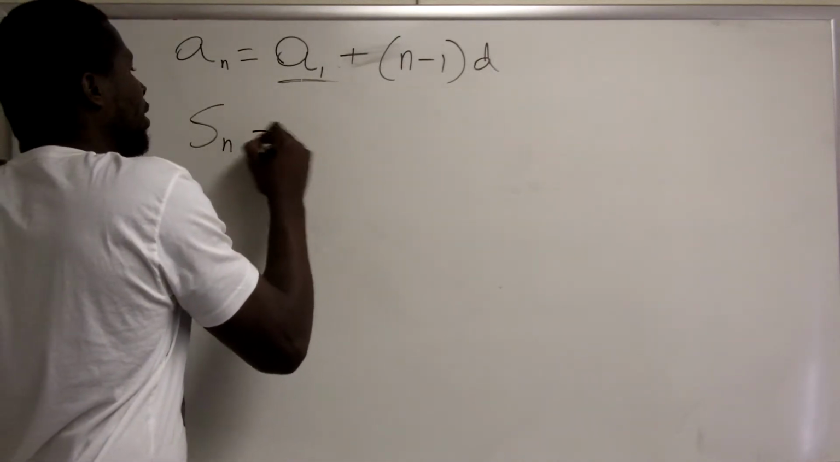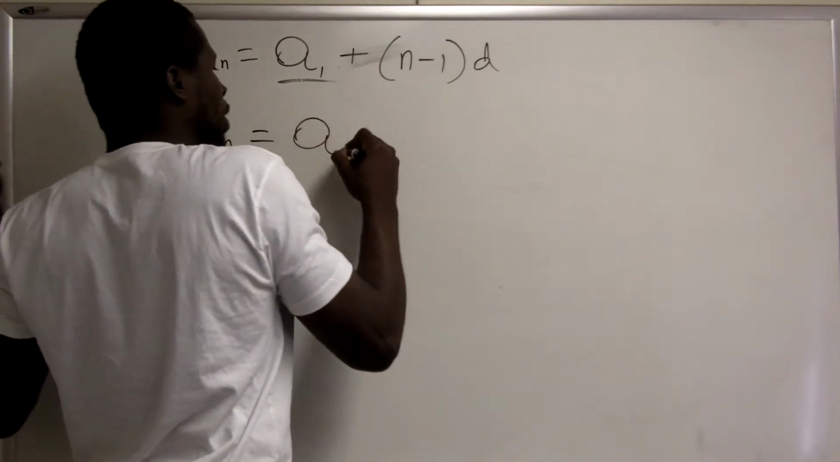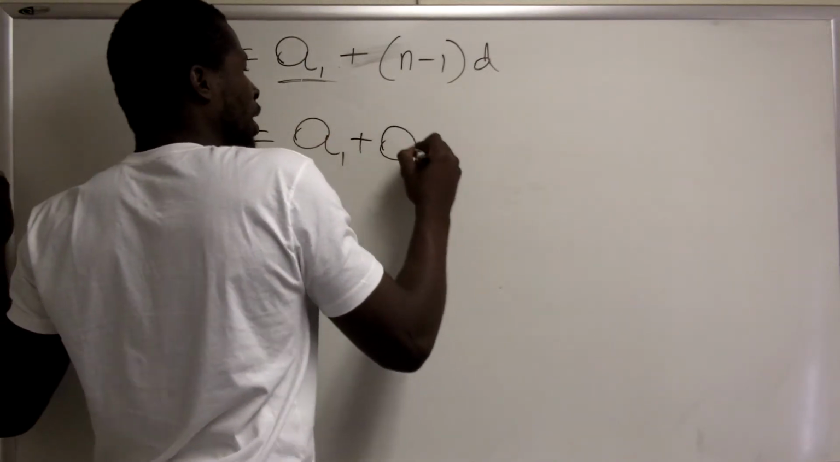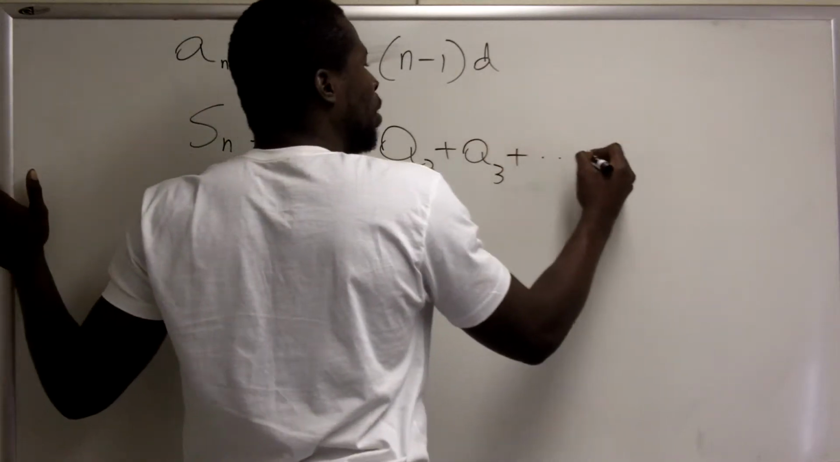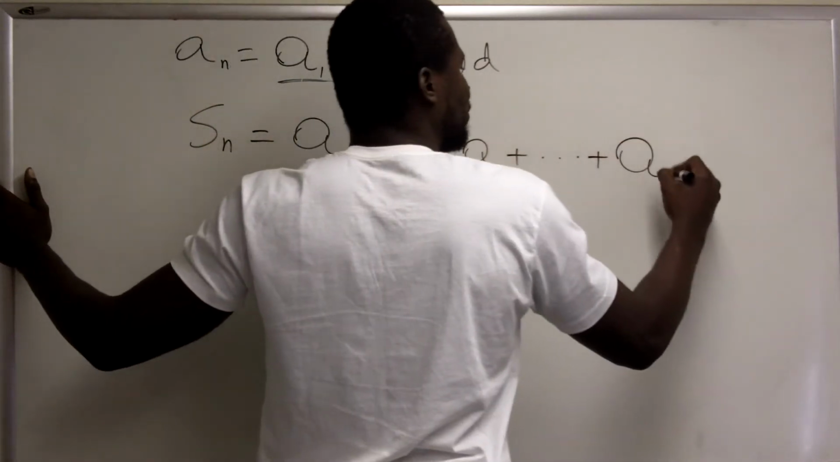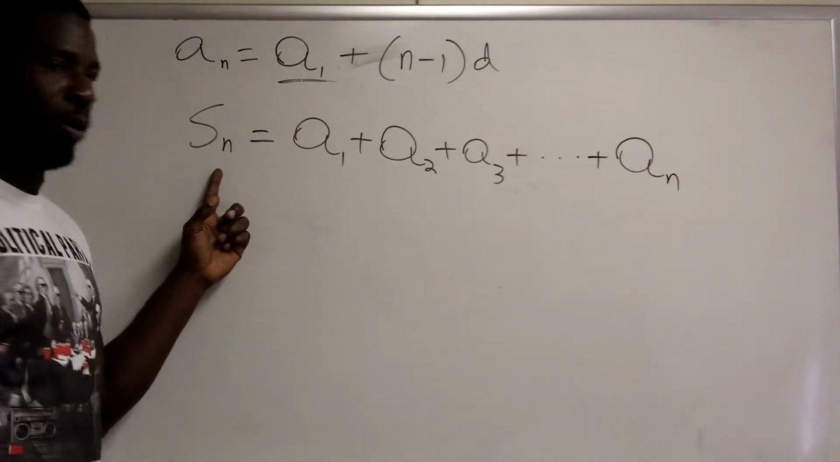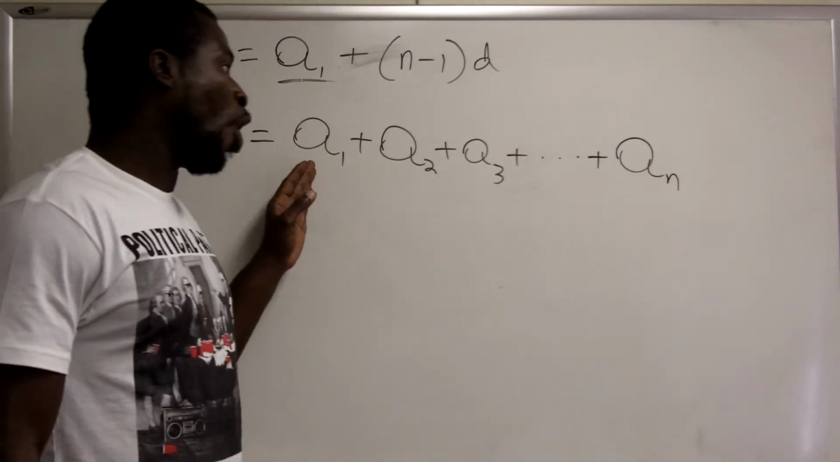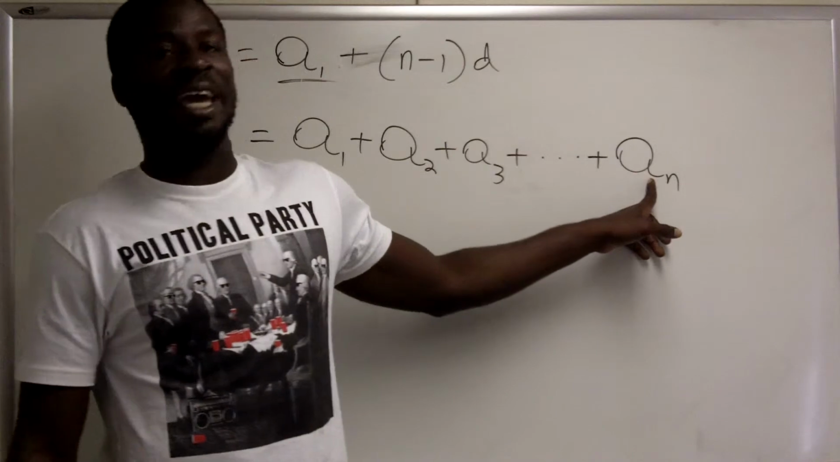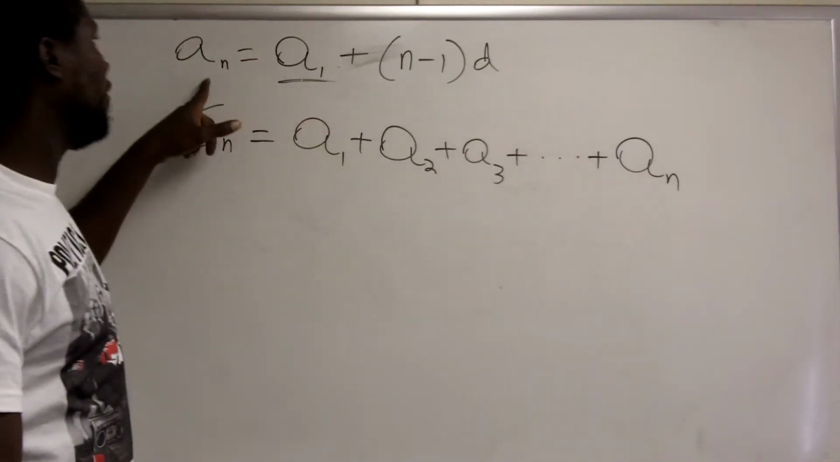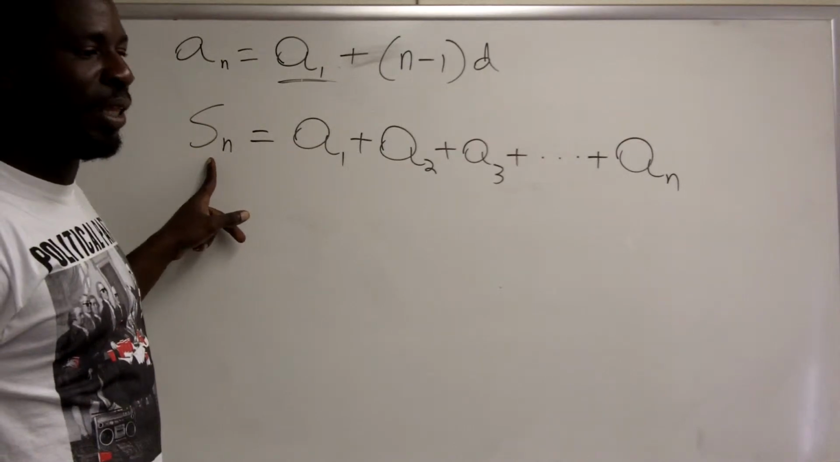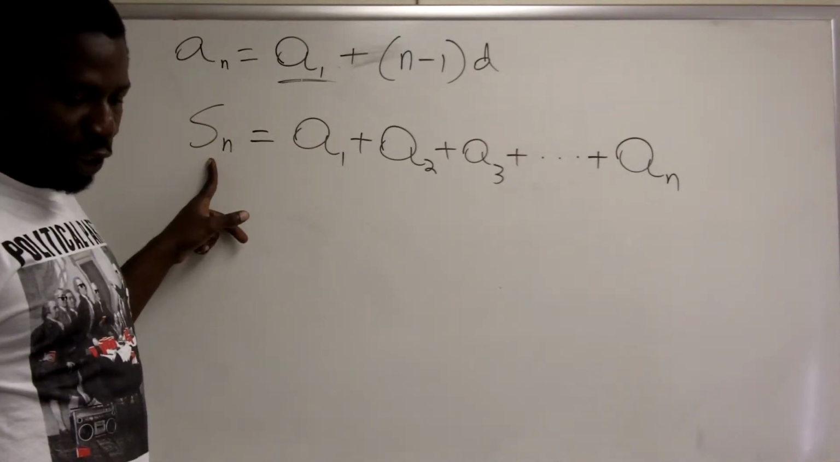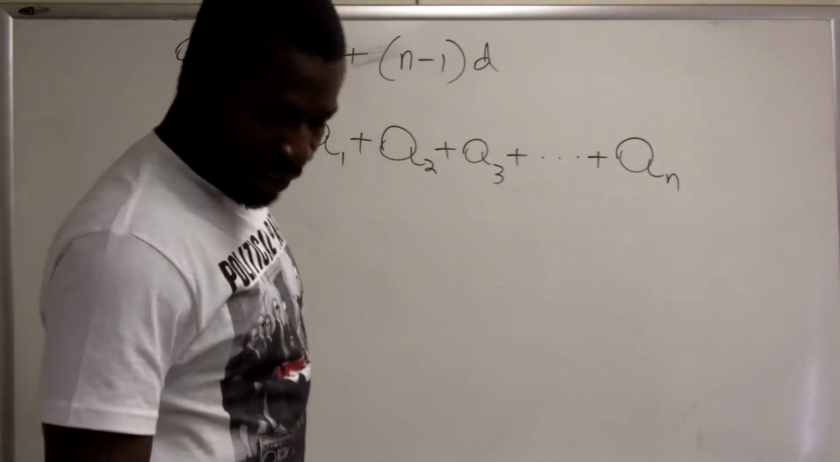Sn, on the other hand, is equal to A1 plus A2 plus A3 plus, and then you add these up all the way up to An. So the nth partial sum is what you get when you add up all the terms up to the nth term. So we have a formula for An, but this is how you would calculate the nth partial sum. So let's give an example here.